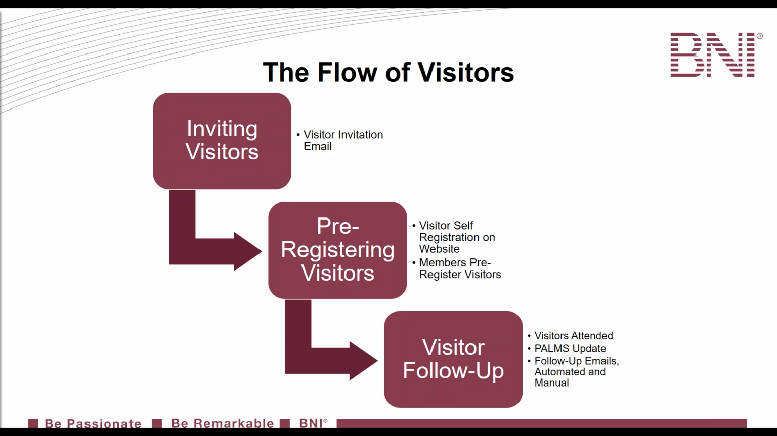So the visitor process here in BNI Connect is kind of broken into 3 sections, okay? So there's 3 parts of the flow of this process. The first part of it is the actual invitation piece, right? And that's when we can go and we actually invite somebody to come to our chapter meeting. Now that happens before the chapter meeting takes place, of course. You're inviting somebody to a future meeting.